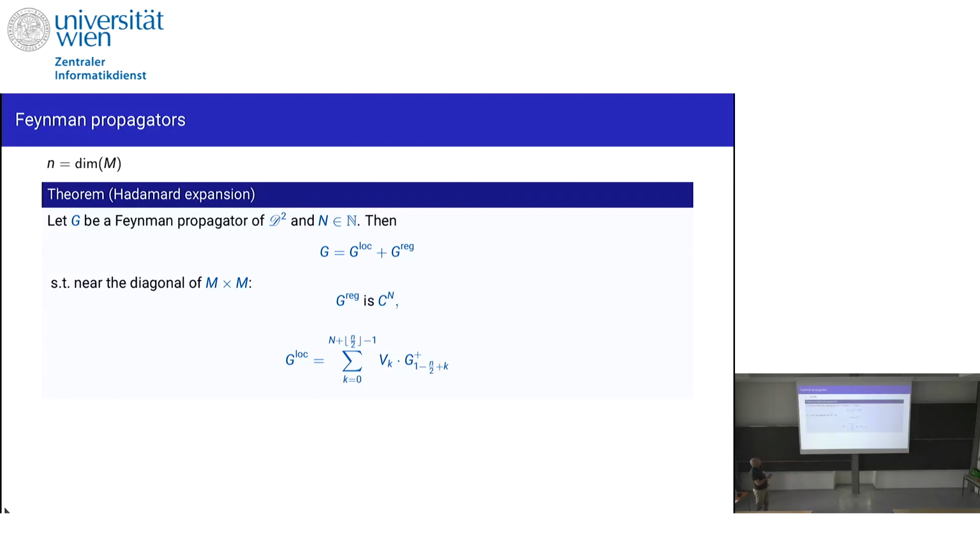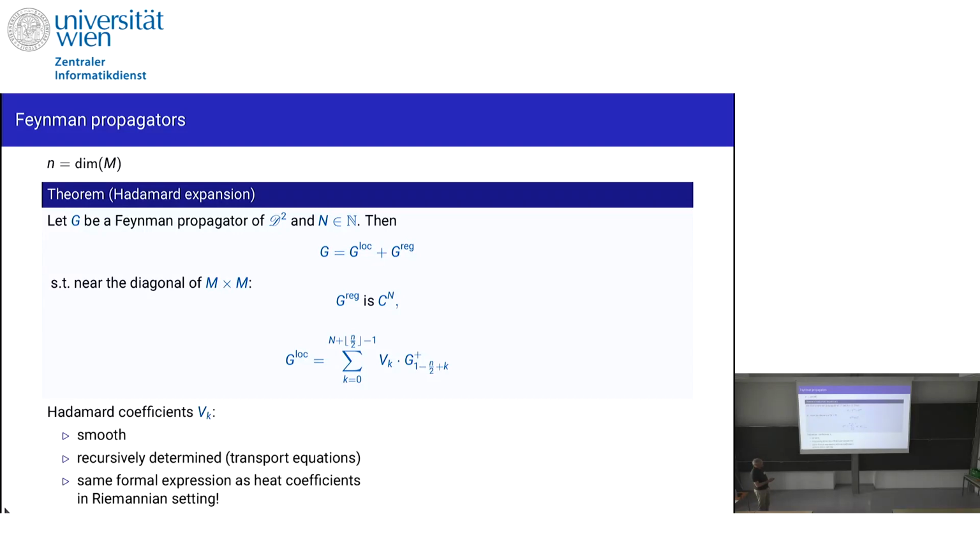All right, but anyway, so suppose we are given a Feynman propagator of the square of the Dirac operator, and we give ourselves a certain differentiability degree n. Then we can consider it as a bi-distribution on M, and we can split it into a local singular part and into a regular part. Near the diagonal, the regular part is of differentiability C^n, so we can make this as differentiable as we want. And the local part can be described explicitly, the singularity structure. And it's given by such a sum.